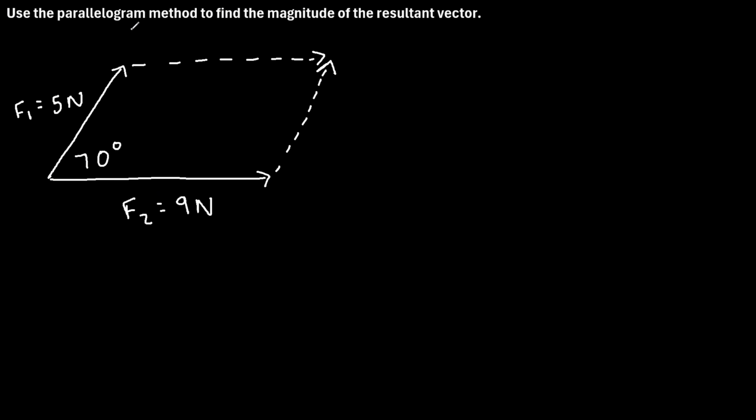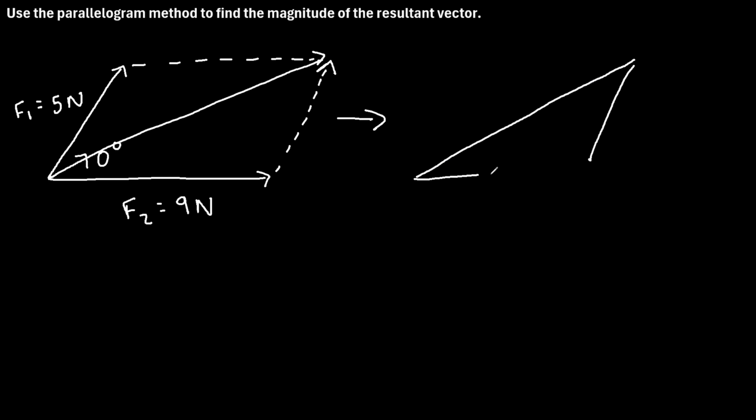Now, what this method says is that if you draw a line starting from where the two force vectors start at and where they end at, then this line right here, this is your resultant vector. Now, what we'll notice is that we can redraw this as a triangle like this, where this side right here, this is parallel to our original force 1 vector.